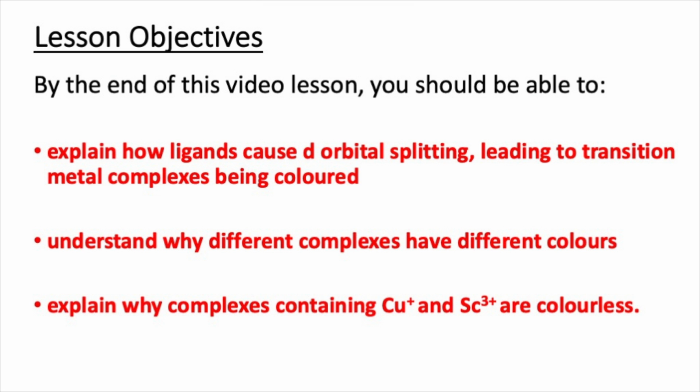So that concludes this video lesson. After watching this video, you should be able to explain how ligands cause d orbital splitting, leading to transition metal complexes being coloured. You should also be able to understand why different complexes have different colours, and be able to explain why complexes containing the Cu1+ and Sc3+ ion are colourless.